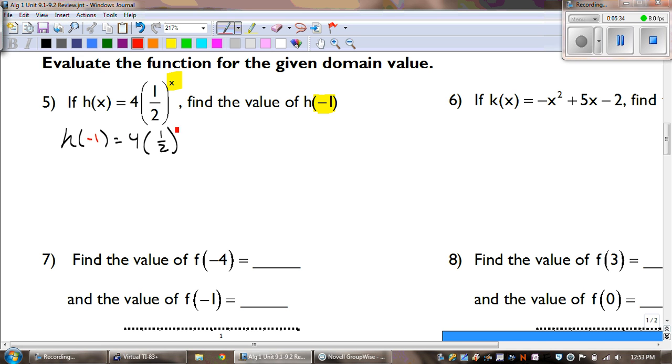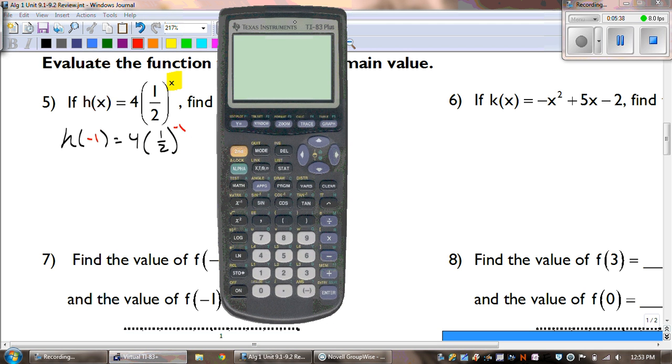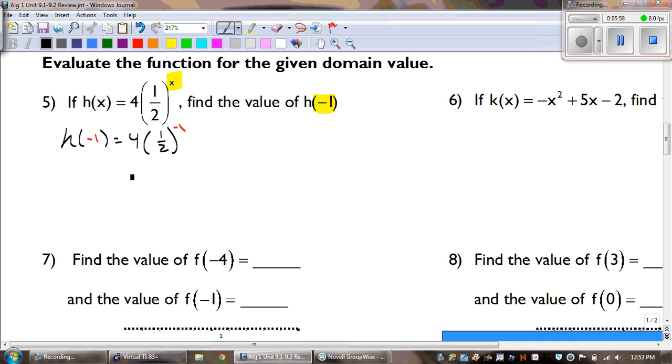Okay, so we are plugging in -1, and we would plug this in directly into our calculators. Okay, so we would type in 4 times 1/2 raised to the -1st power. Okay, what'd you guys get? I got 8. So our answer, we would say that h of -1 equals 8.